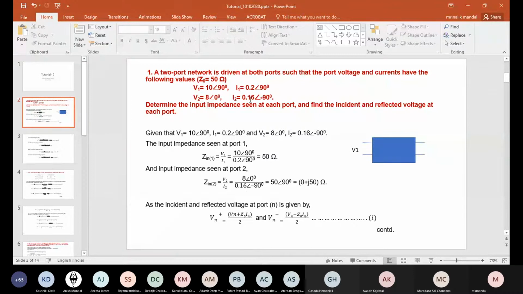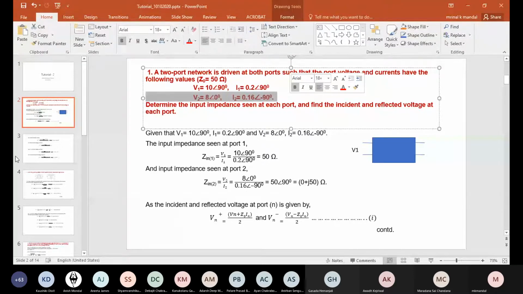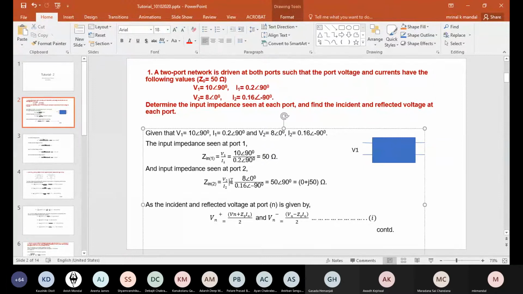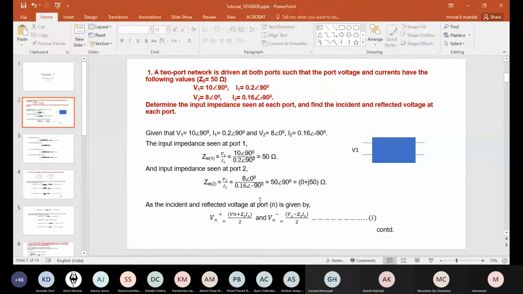Similarly, for port 2, voltage and currents are given. So Z in from port 2, it is V2 by I2. You see here it is coming imaginary, j50. Again, check.